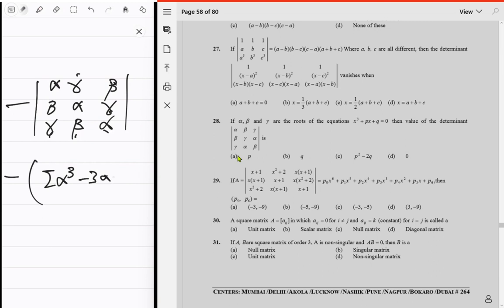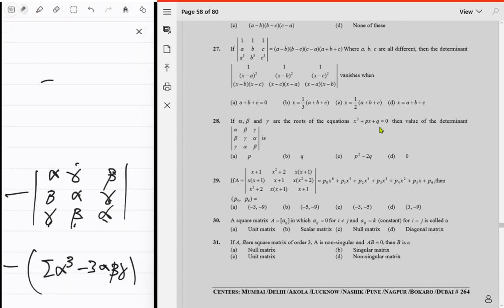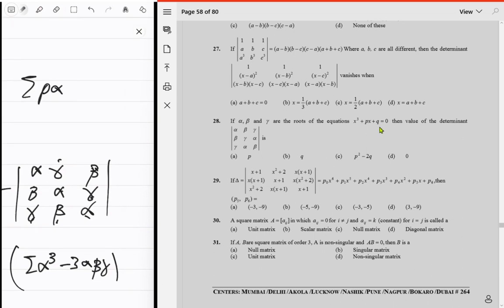Exactly. So if alpha, beta, gamma are actually the roots of this equation, there's a cubic term, so you can write alpha cubed as negative p alpha minus q. So this thing just becomes the summation of negative p alpha, minus q.